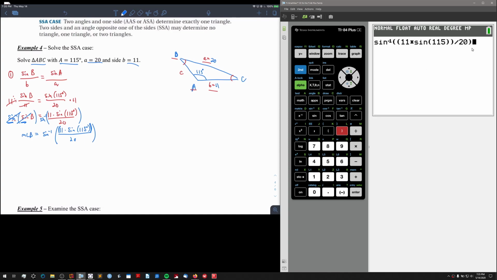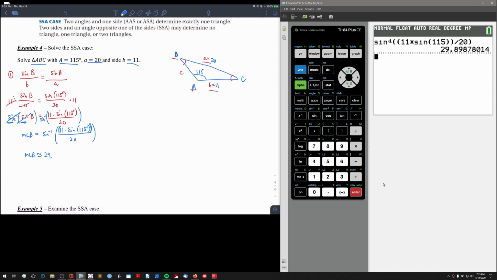Or you can go inside out, or outside in. This one matches this one, that's fine. This is my numerator, that's fine, and this is the sine, that's fine. Okay, hit enter, and you get the measure of angle B is about 29.9 degrees, I would say, if you round.